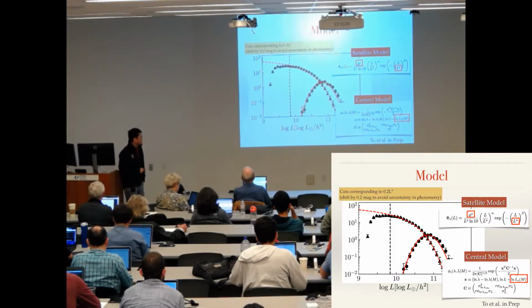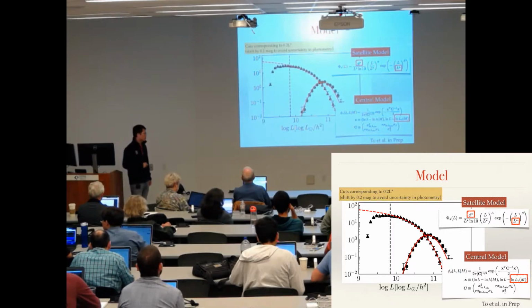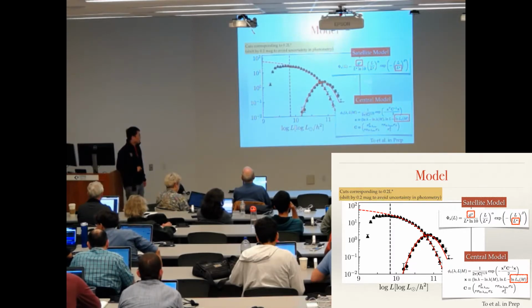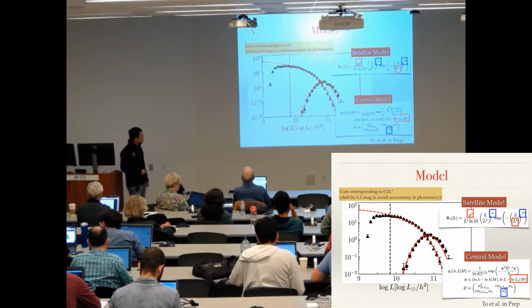For the satellite and the central model, like in all the conditional luminosity function, you have some parameters that depend on the host halo mass, right? So these three parameters are dependent on the host halo mass. And we have other parameters that are just modeled as a constant, namely the slope and the scatter.